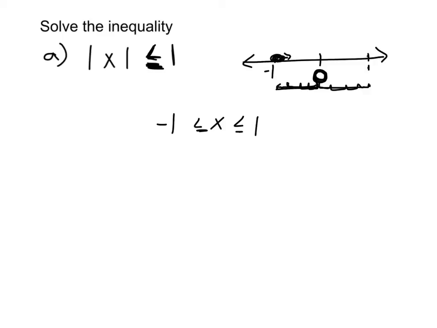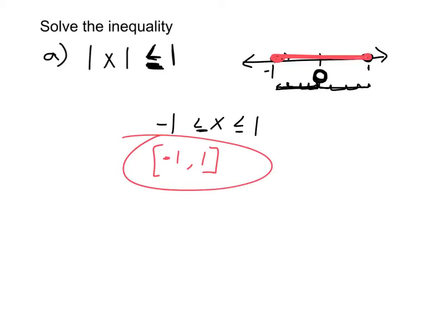So if I were to draw my solution, let me go ahead and do it in red, I would have dots on -1 and 1, and then I would include any number between. Okay, so that's my solution. I would write this in interval notation as -1 to 1, and then use brackets.